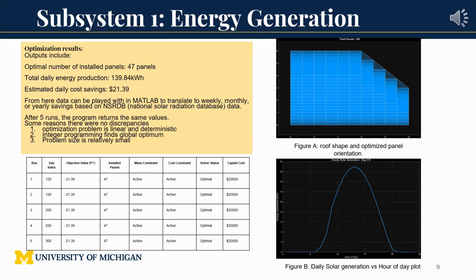We also ran the optimization 5 different times using different day indices, and every one returned the exact same results. Both the mass and cost constraints are active, meaning the solution fully utilizes the available budget and roof capacity. The consistency occurs because the problem is linear and deterministic, and integer programming guarantees a global optimum.